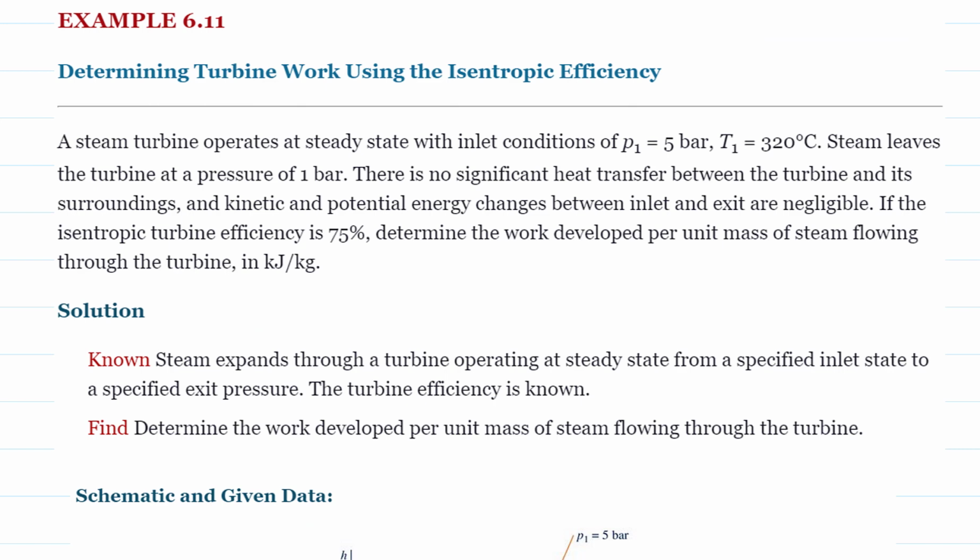Example 6.11. A steam turbine operates at steady state with inlet conditions of 5 bar, 320 degrees Celsius. Steam leaves the turbine at a pressure of 1 bar. There is no significant heat transfer between the turbine and its surroundings, and the kinetic and potential energy changes between the inlet and exit are negligible. If the isentropic turbine efficiency is 75%, determine the work developed per unit mass of steam flowing through the turbine in kilojoule per kilogram.